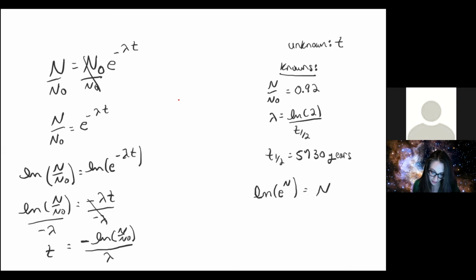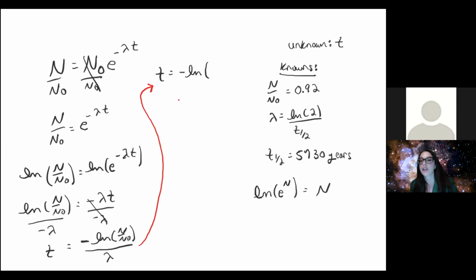Okay, I'm running out of room here, so I'm going to move us up here. So t is equal to minus the natural log of my ratio N over N naught, the ratio of the amount of carbon-14 at some time t, which is when this measurement was being taken, divided by the original amount of carbon-14. We know there's 92% left of the original carbon-14. So N over N naught here is going to be 0.92.